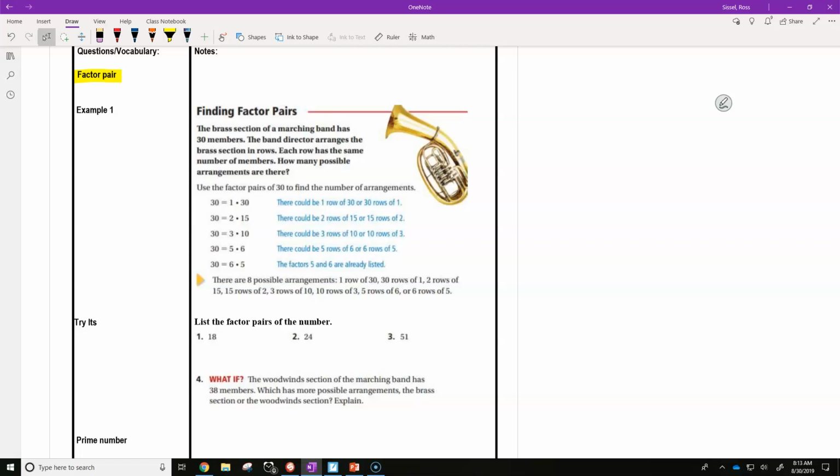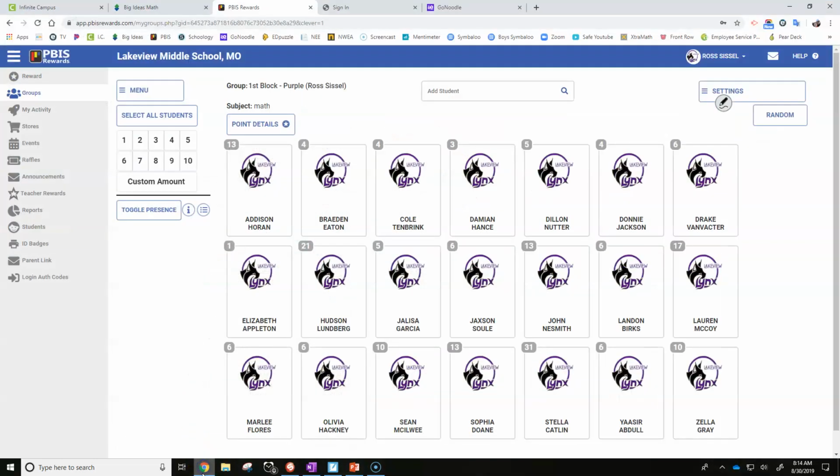Alright, anyone have an idea? Coming together, anyone? Big idea? Braden? Factor pair is like a number times a number equals the one big number, like 9 times 2 is a factor pair for 18. Awesome. So if I'm looking at a given number, I'm looking for what 2 numbers go together to give me that number. That's pretty spot on. I'm going to show you how we could find these.